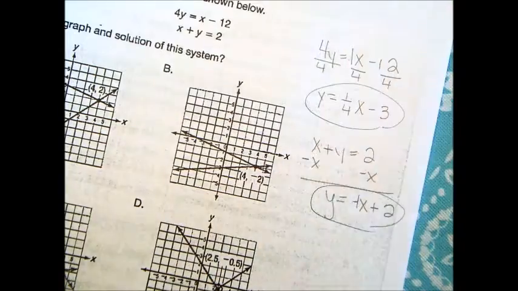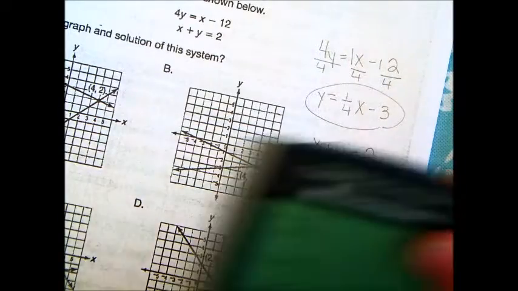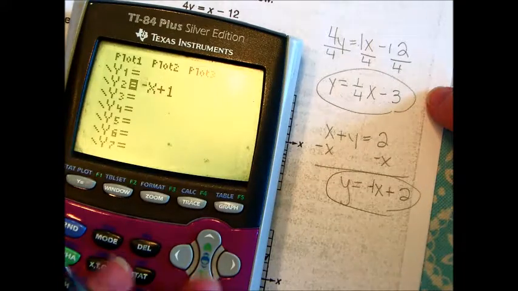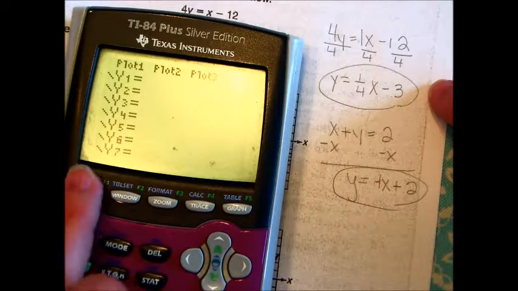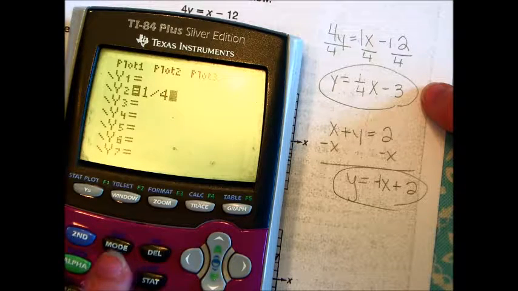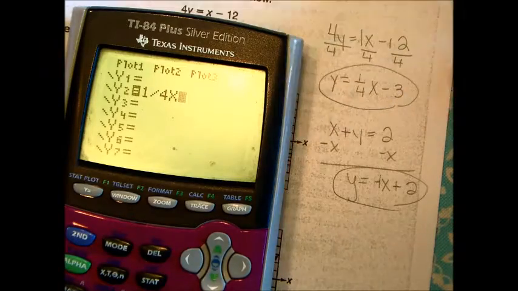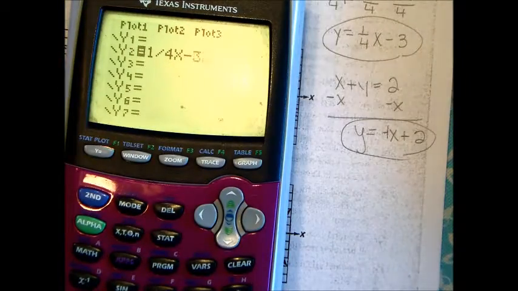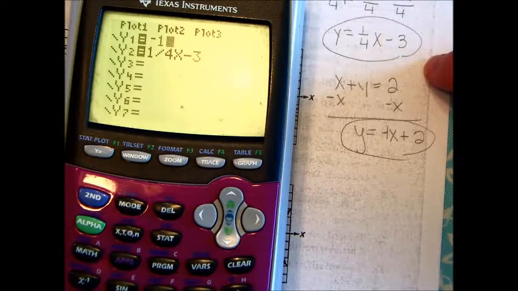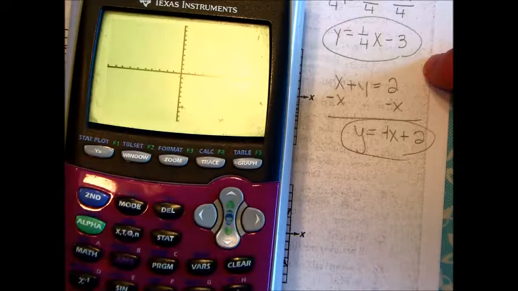Now hopefully you can graph those by hand, but you can also use your handy dandy calculator and put those in your y equals button. Did I do that too fast? This y equals button right here. 1/4, everybody look where I'm at. This is the x button. Oh, I meant for that to be the top, but that doesn't really matter. Minus 3. And what's the other one? Negative 1x plus 2.